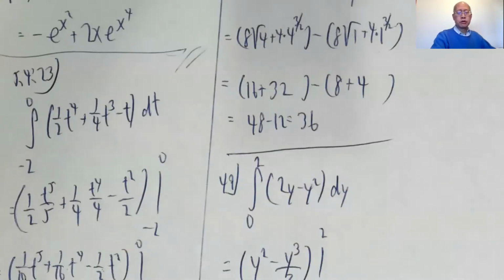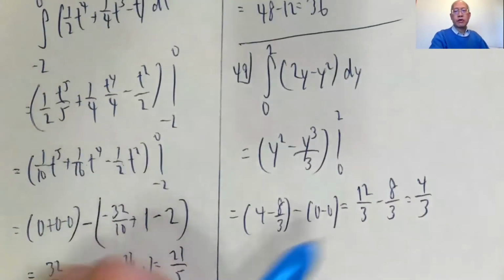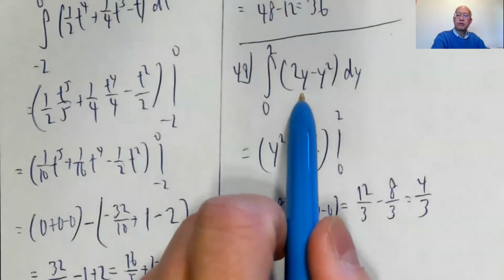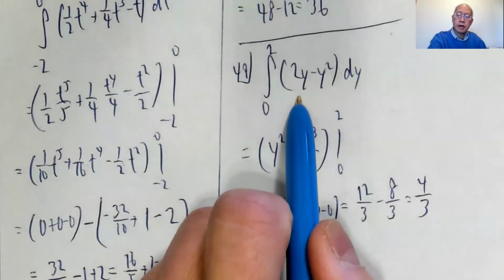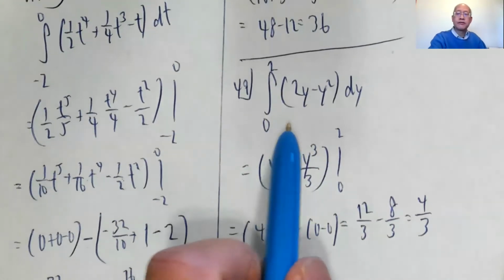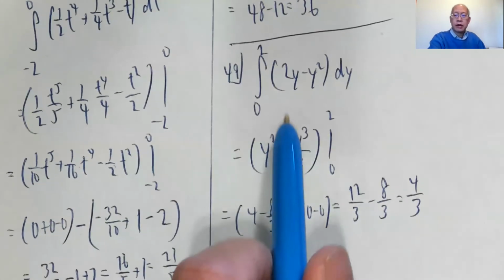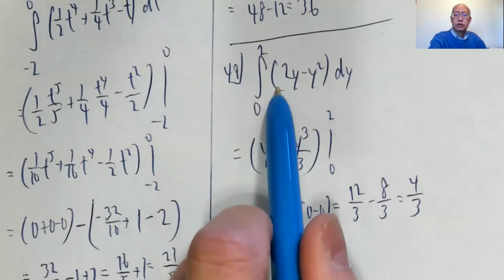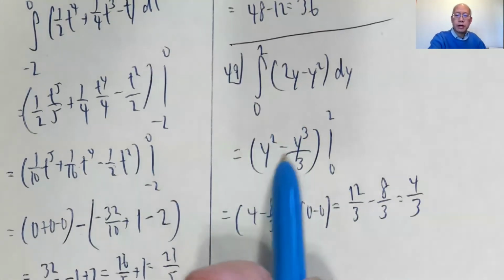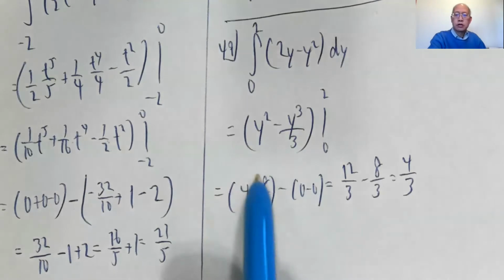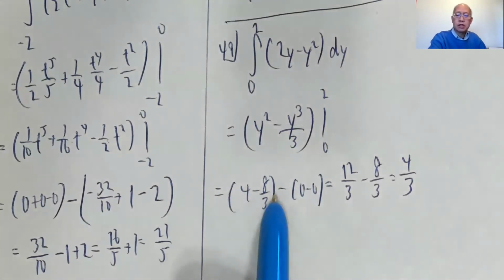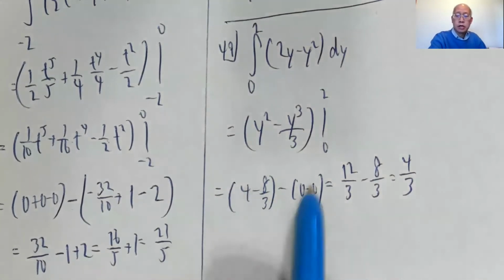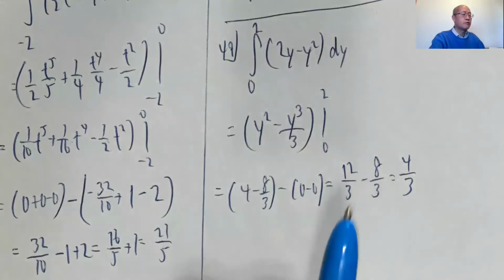So you integrate from 0 to 2 of 2y minus y squared dy. You do want to get somewhat comfortable with this because you are going to get some of these kinds of problems, especially in Calc 2. You have a few more x as a function of y problems. So anyway, 2y squared over 2 is y squared minus y cubed over 3. So plug in 2, 4 minus 8/3. Plug in 0, 0 minus 0. So 12/3 minus 8/3, 4/3.